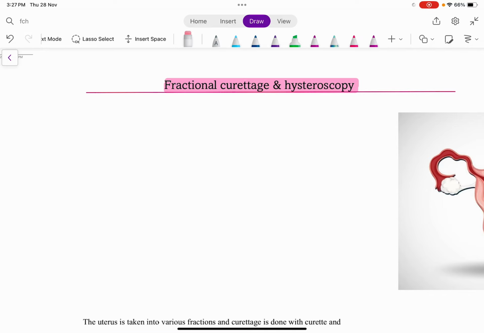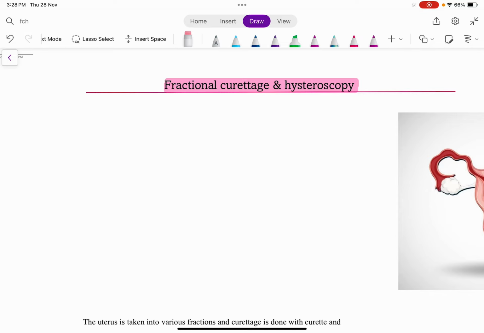So the investigation of choice to assess the uterine endometrium is the endometrial sampling, and this can be done by either the endometrial biopsy or the endometrial aspiration cytology. But the gold standard investigation is fractional curettage and hysteroscopy. Fractional curettage and hysteroscopy is more sensitive and even more specific than the endometrial sampling and the other procedures.